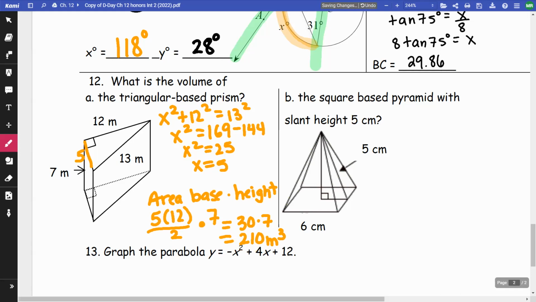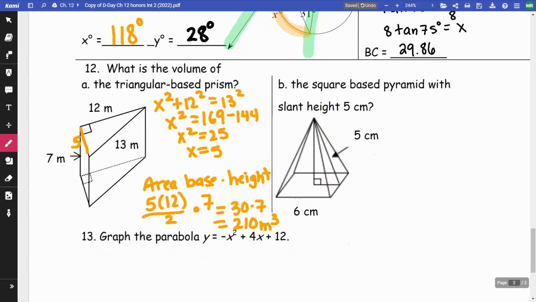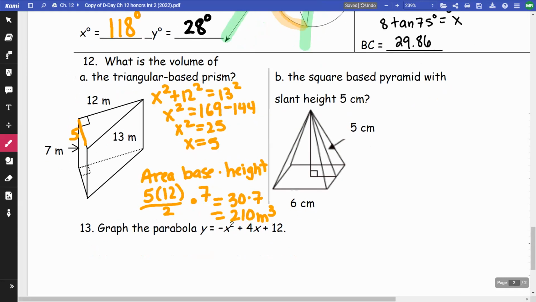Now I'm going to unbox it so we can read the problem below. On letter B, we have a square-based pyramid. And so when we have a square-based pyramid, we want to find the area of the base, times that by the height. And then that would be if this had been a prism. Then we're going to times it by a third or divide it by 3.